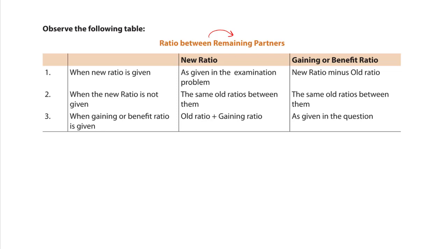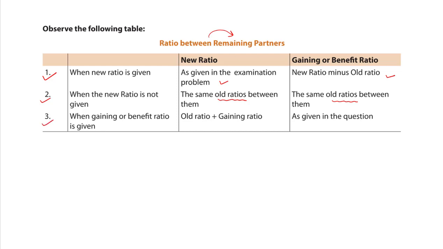First, when the new ratio is already given, the new ratio will be as given in the examination problem. Gaining or benefit ratio is the new ratio minus old ratio. Second case, when the new ratio is not given, the new ratio will be the same old ratio between the partners. What is the gaining ratio? The same old ratio between the partners.